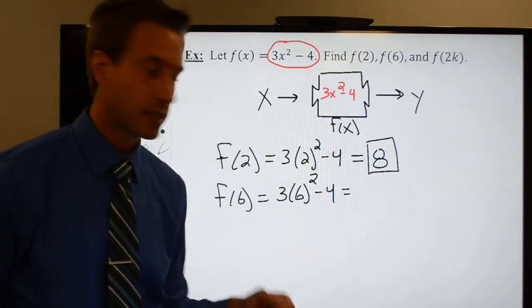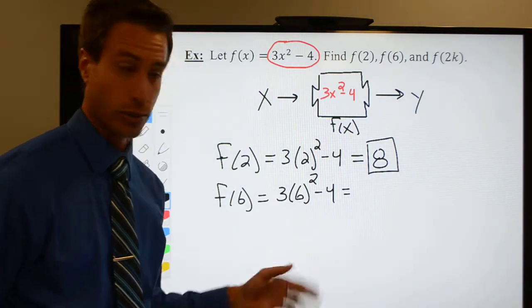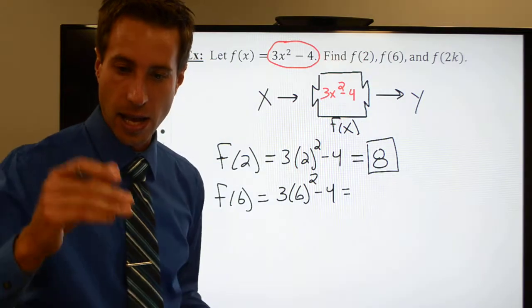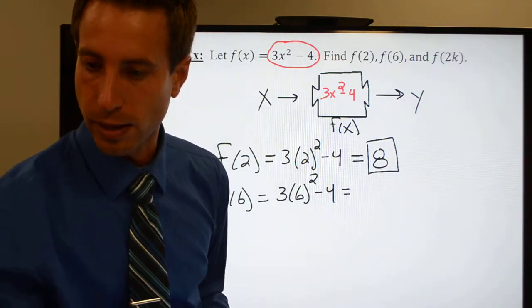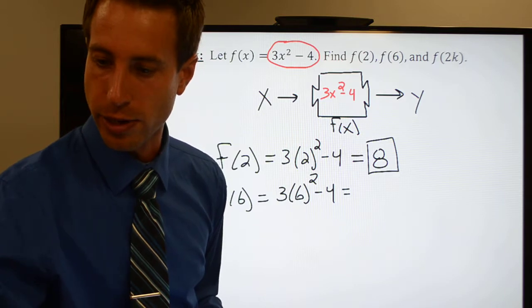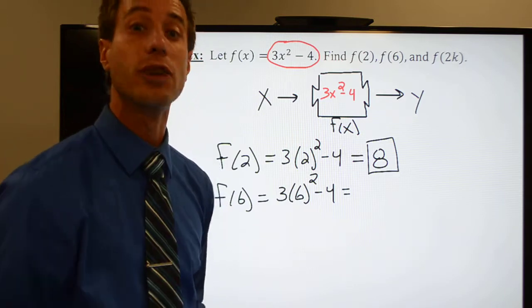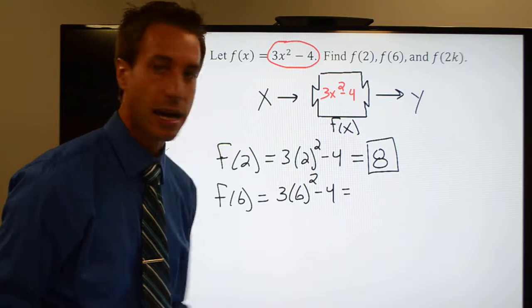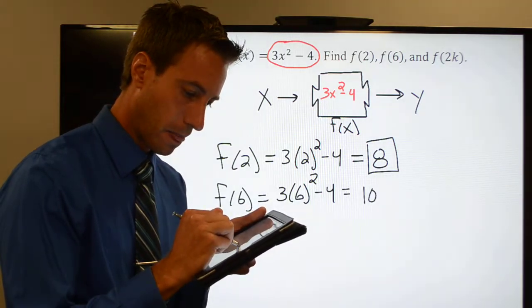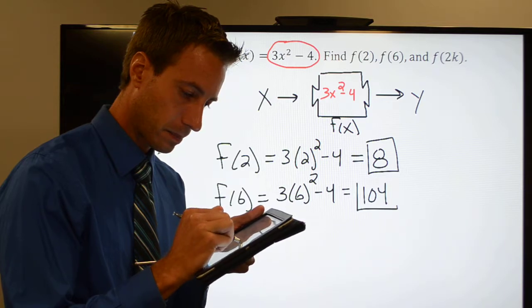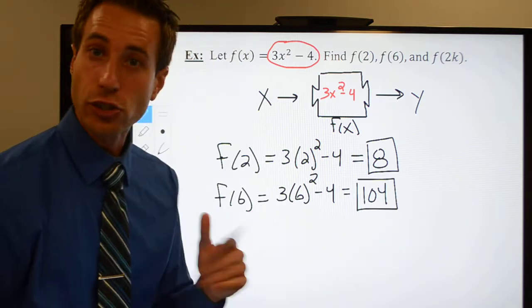Let's see if we can do this in our heads here. 6 squared, actually we can't. 6 squared is 36. 36 times 3, I've got a calculator right here, is going to be 108. And 108 minus 4 should be 104. Awesome. Let's try the next one.